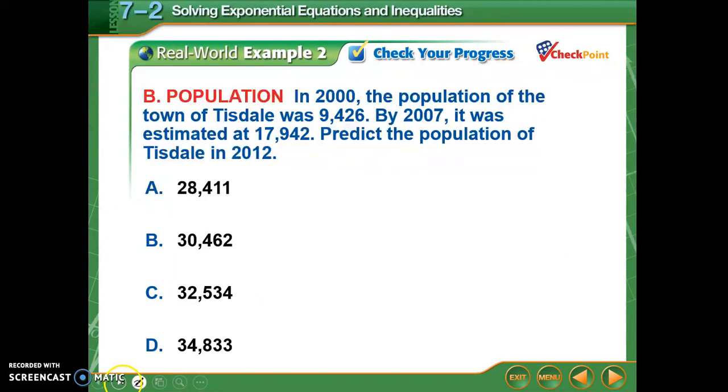All right, try this one using your prediction equation. Okay, in this case, you should have gotten A, 28,411. You should have plugged in x equals 12 to the equation from the first part of the example.